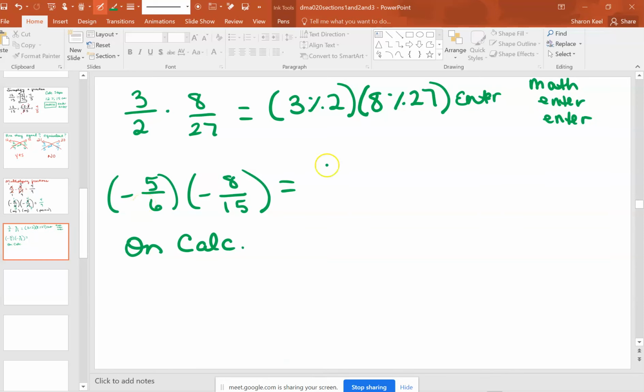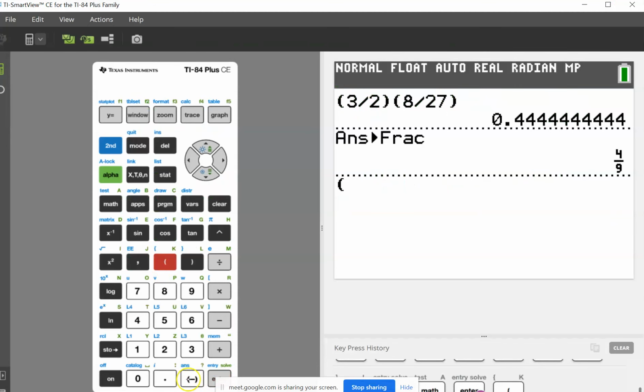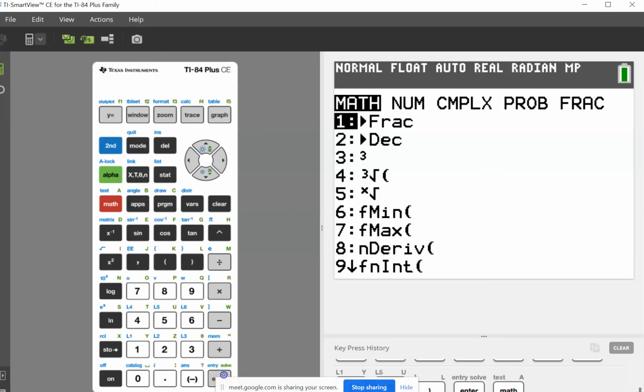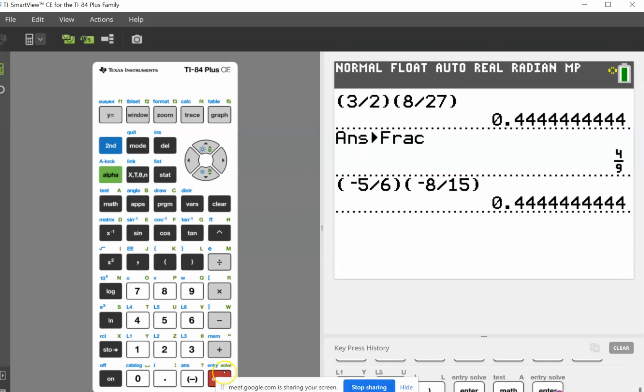Same thing with this one. We'll do a parenthesis. We're doing the negative. 5 divided by 6, parenthesis, the negative, 8 divided by 15. And then we follow these, enter, and then math, enter, enter. When I wrote the word negative, I meant so you use this and not the minus sign. So we're going to do negative 5 divided by 6, and then negative 8 divided by 15. And then math, enter, enter. Okay, that's one way that you can do it.